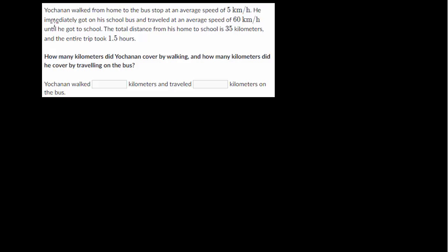So I'm probably going to mispronounce this, but let's go with Yochanan walked from home to the bus stop at an average speed of 5 kilometers an hour. He immediately got on a school bus and traveled at an average speed of 60 kilometers an hour. So now he's on the bus until he got to school. The total distance from his home to school is 35 kilometers, and the entire trip took 1.5 hours.